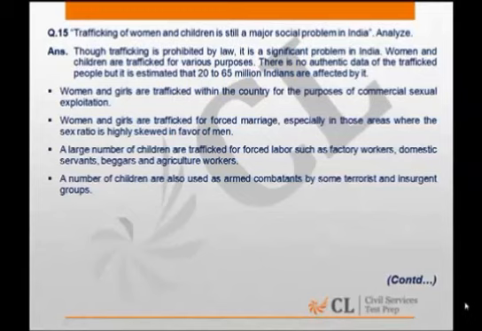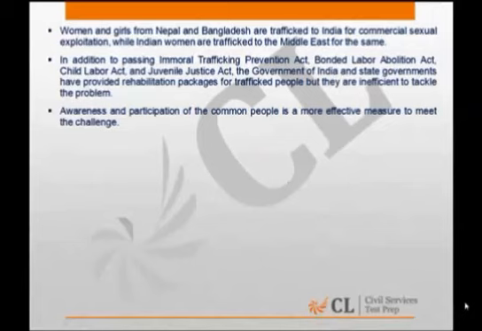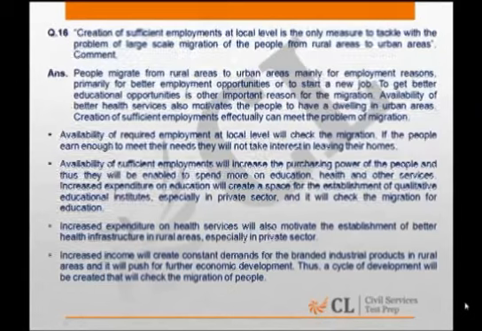There are different types of schemes introduced by the central government which introduce different steps like rescue and rehabilitation, and different steps are there to tackle this problem and to cater to the result. Come to question number 16.